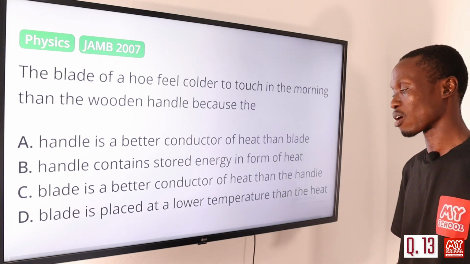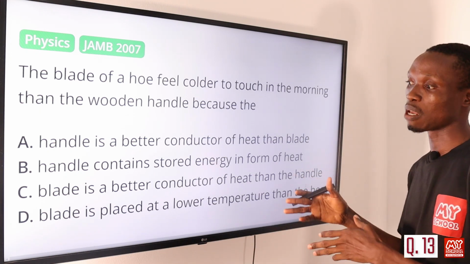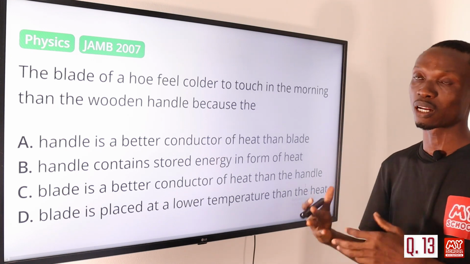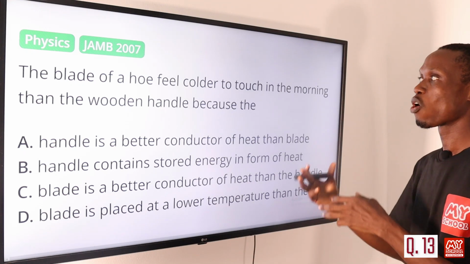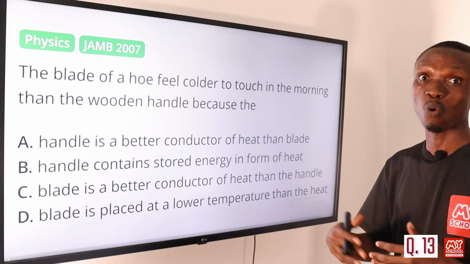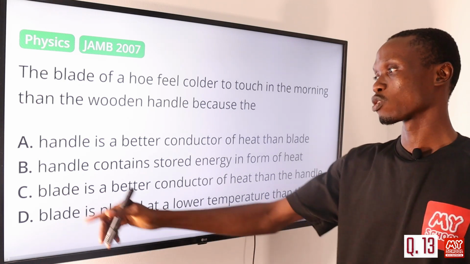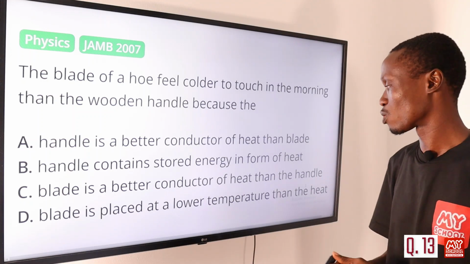The blade is a better conductor of heat than the handle. So once the blade is handled, the blade will quickly draw heat away from the hand, making it feel colder to touch than the wooden handle, which is a poor conductor. That makes option C the correct answer to this question. Blade is a better conductor of heat than the handle.